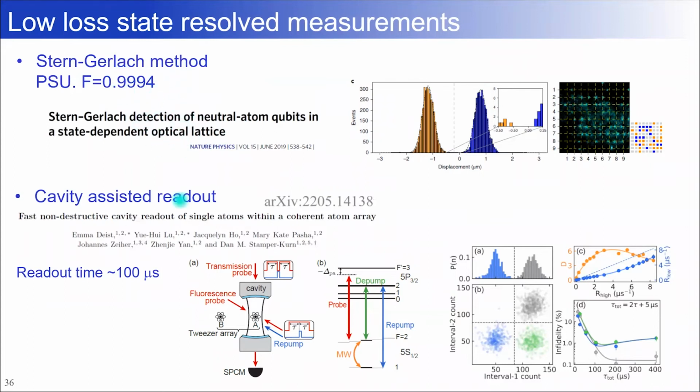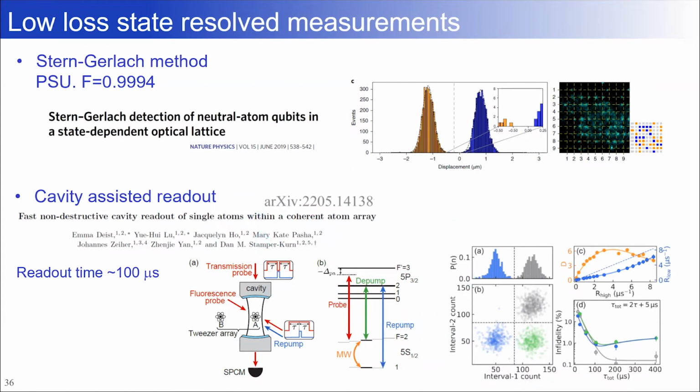Very recently, from Dan Stamper-Kurn's group, there's been a nice demonstration of cavity-assisted readout, where they're using this ability to move atoms around, not just for rearrangement, but for the measurement. You can think of having an array over here, moving the atom you want to measure into an optical cavity and using the feedback from the cavity to make a faster measurement. Here they're measuring in about 100 microseconds, much faster, with a fidelity of about 99% or so. So that's another approach. Ultimately, one wants to make the measurements a lot faster.